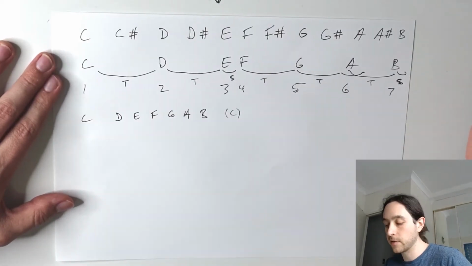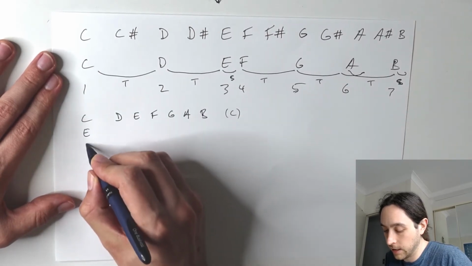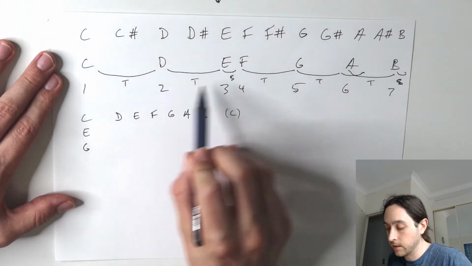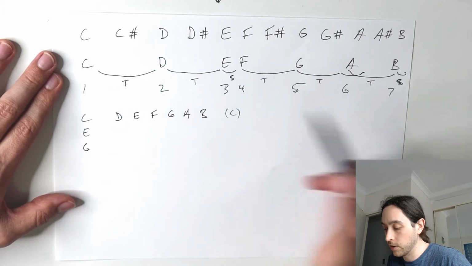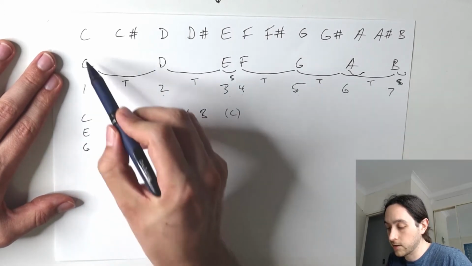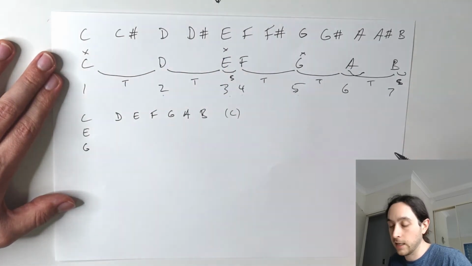To build a major chord out of the C major scale, we take the first, the third, and the fifth. Can you guess what they are before I give you the answer? If you guessed C, E, and G, you'd be correct. Why? Because we've got the first, the second, the third, right? We're looking for the first, the third, and the fifth. First scale degree, second, third, fourth, and fifth. Okay, so we take the first, the third, and the fifth, we get C, E, and G.